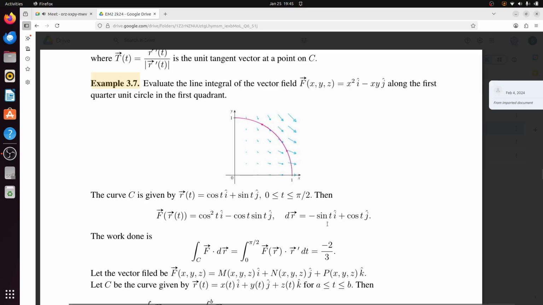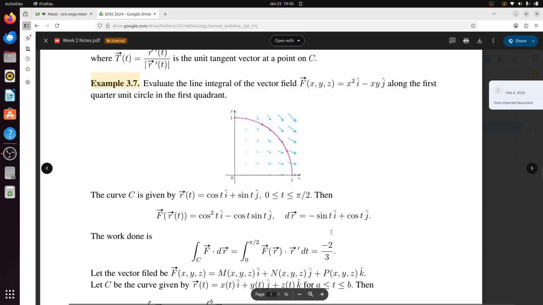Your dr is equal to minus sin t i cap plus cos t j cap, because you are integrating over this field, this line cos t i cap plus sin t j cap. If you integrate this f dot dr, with t varying from 0 to pi by 2, your f is just cos square t i cap minus cos t sin t j cap, and dr is equal to dr dt, that is minus sin t i cap plus cos t j cap, their dot product.